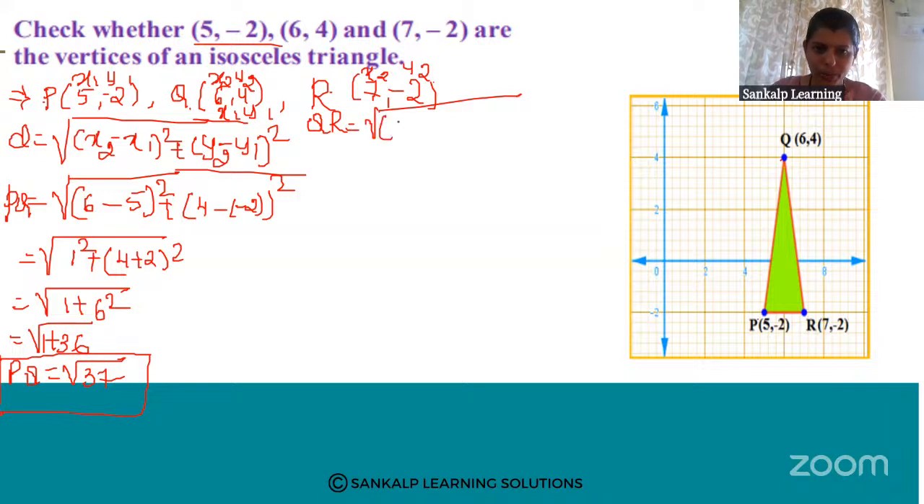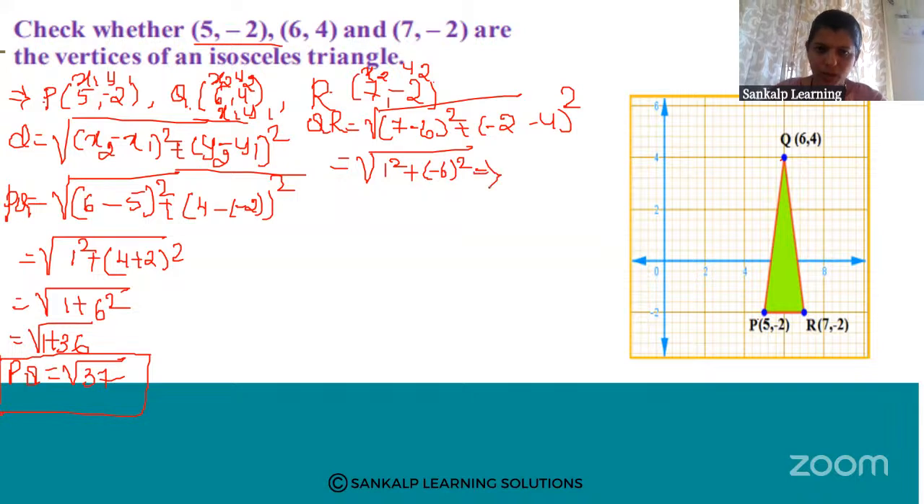So the x2 value is 7 and the x1 value is 6 here, plus the y2 value is minus 2 and the y1 value is minus 4. Now, 7 minus 6, that is 1 square, plus minus 2 minus 4, that is minus 6 whole square. That's equal to 1 square is 1 and minus 6 square is 36, right? So minus into minus plus, 6 square is 36. Here also you are getting the QR value is root 37.